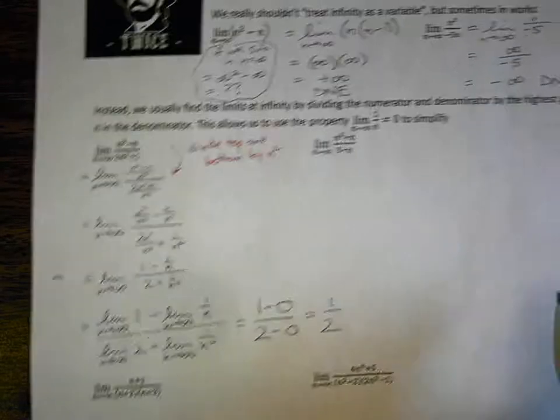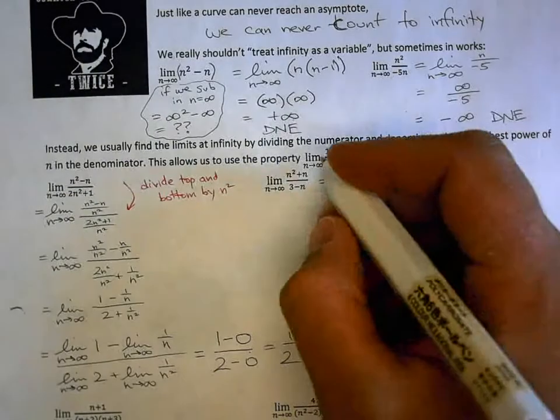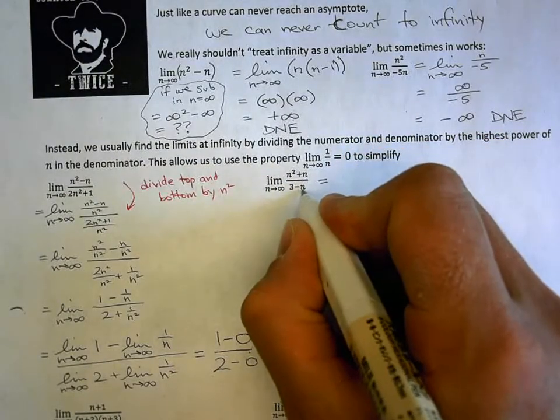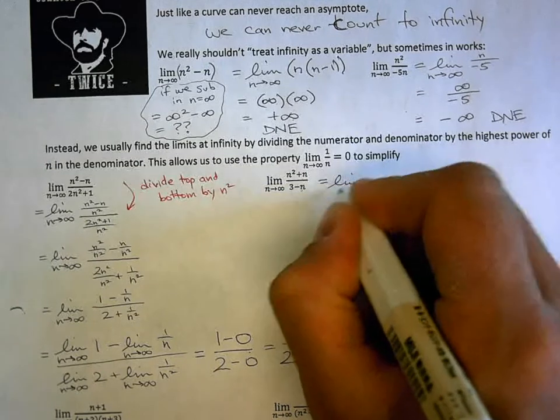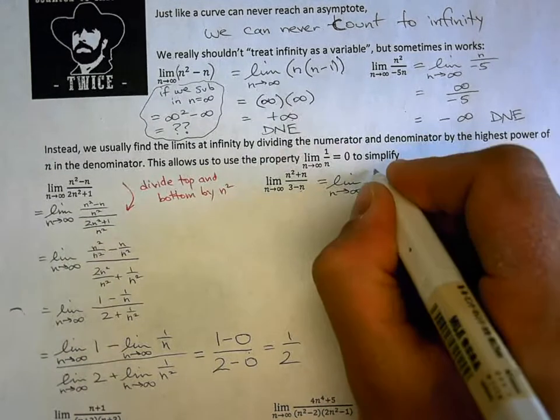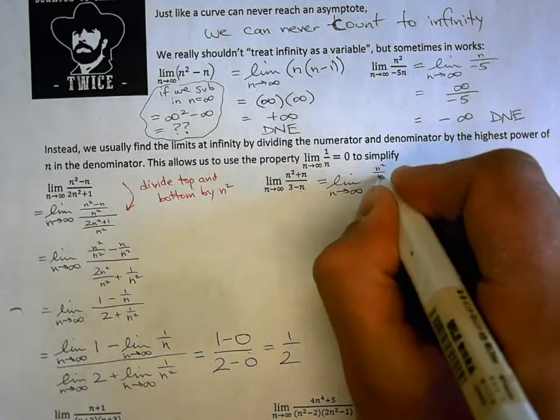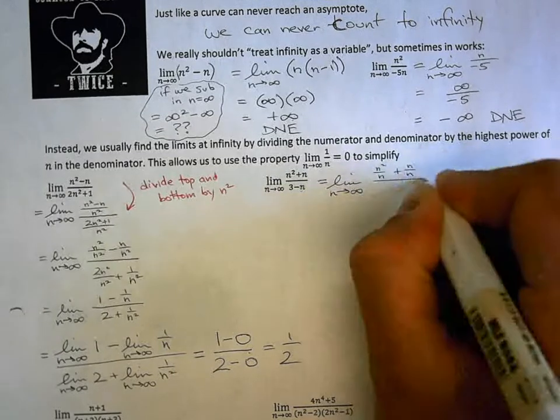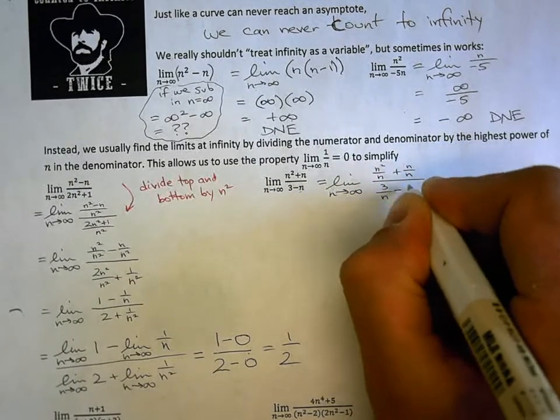Okay, let's do the next one. So here I'm going to divide top and bottom by n, because that's the highest power of n in the denominator. So I end up with n squared over n plus n over n, 3 over n minus n over n.